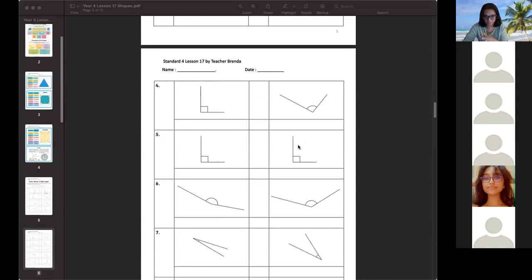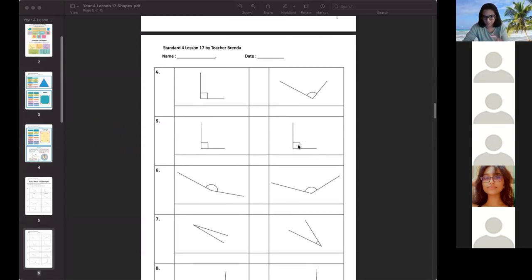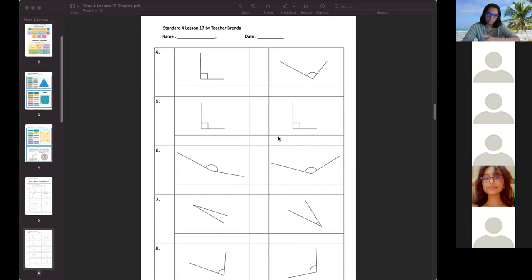Page 5 is the same thing, okay? Page 5, again, you're comparing angles. Now, let's look at number 5 here on page 5. For standard 6 and 5, it will be the next page, page 8, okay? You will see number 5, this is a right angle. And this is also a right angle. So if both are right angles, then you write the symbol equals. Okay, so this is the first part, identifying angles.